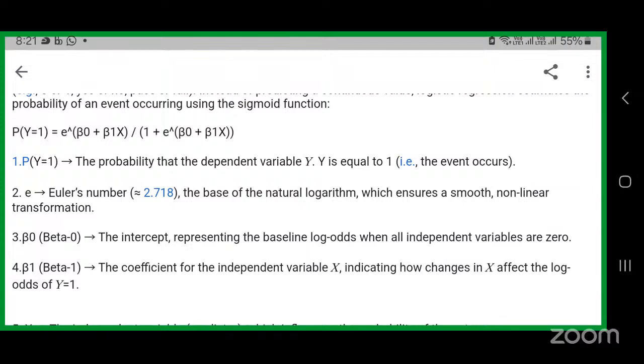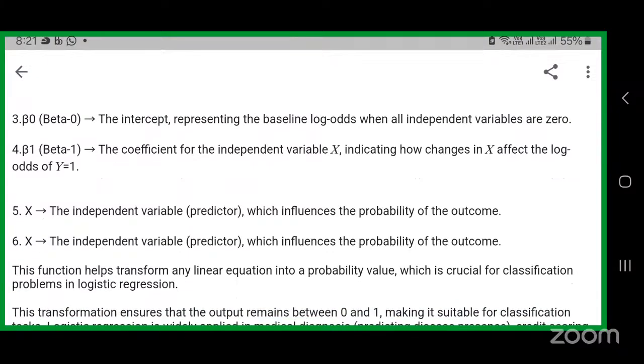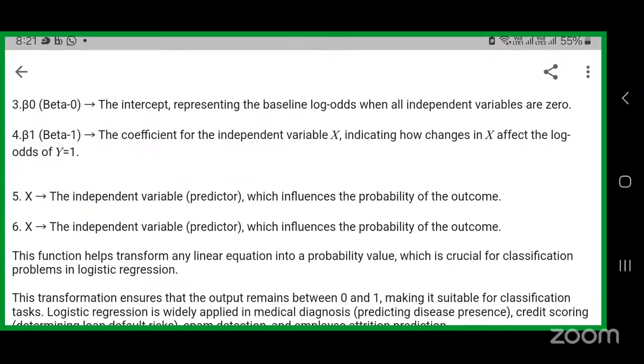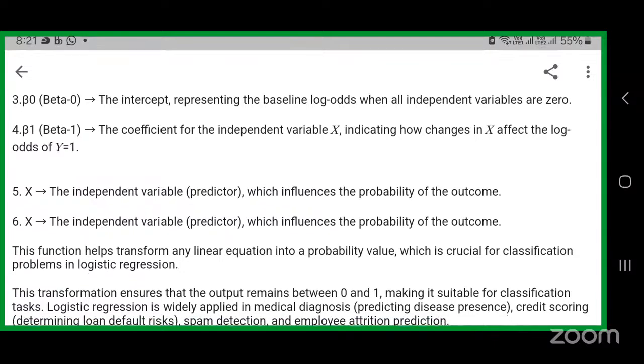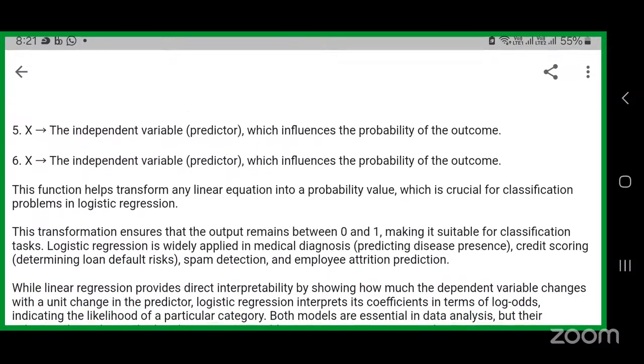So log odds, y equal to 0 means baseline, and y equal to 1 means event line. That is the complete line. x is the independent variable or the predictor, which influences the probability of the outcome. Here outcome means y. This function helps transform any linear equation into a probability value, which is crucial for classification problems in logistic regression.